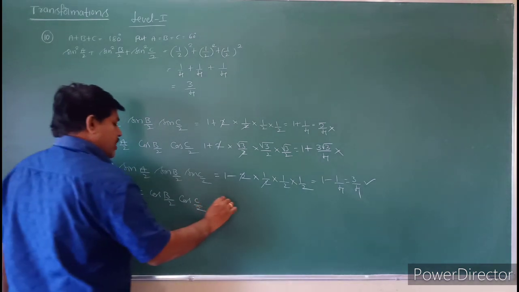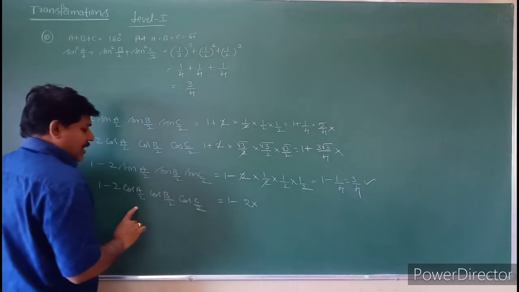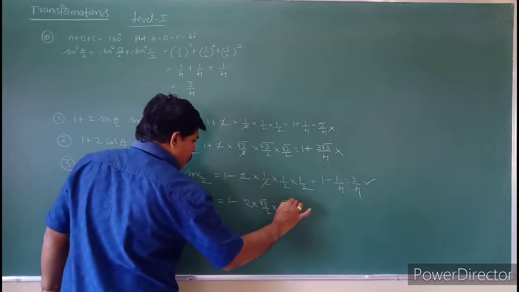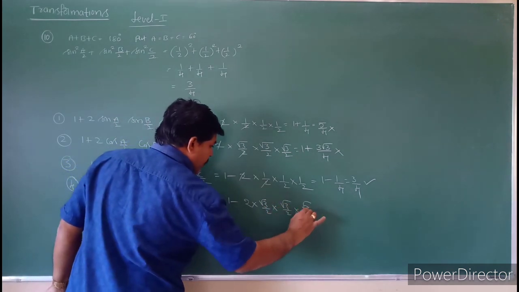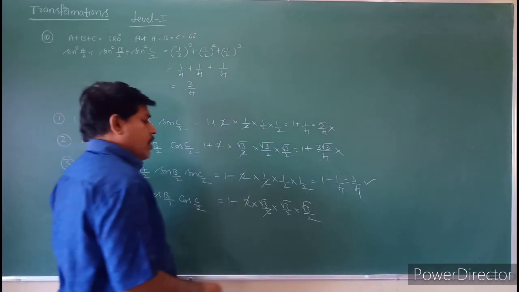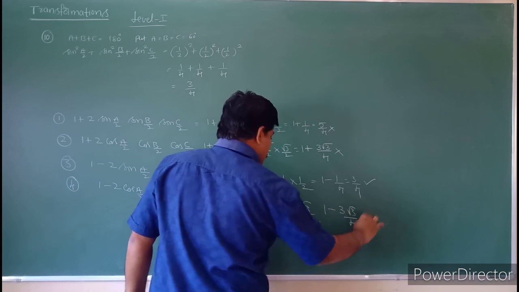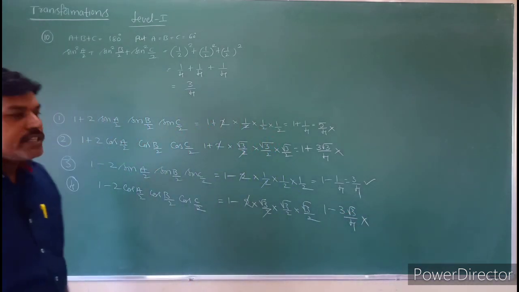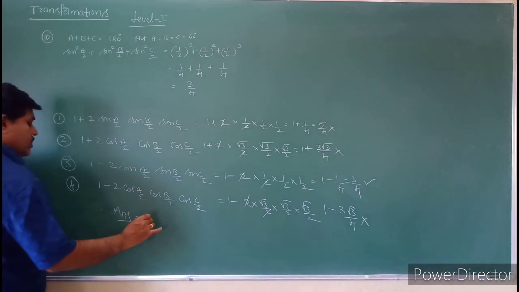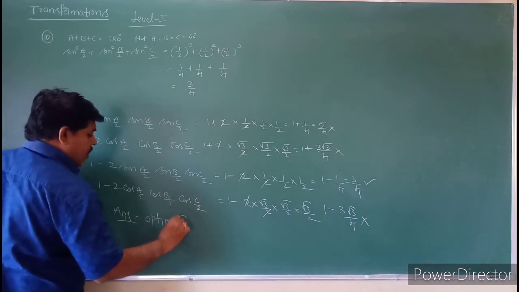So substitute this value here: 1 minus 2 into cos A by 2. So cos 30 is root 3 by 2 into root 3 by 2 into root 3 by 2. So what is that? 2 will be cancelled, students. It will become 1 minus 3 root 3 by 4. So it is not the answer. So what is the answer, students? Therefore we can conclude that option 3 is the answer.